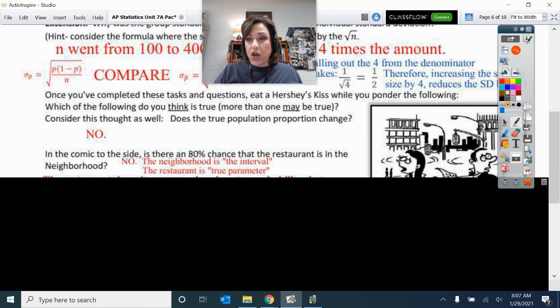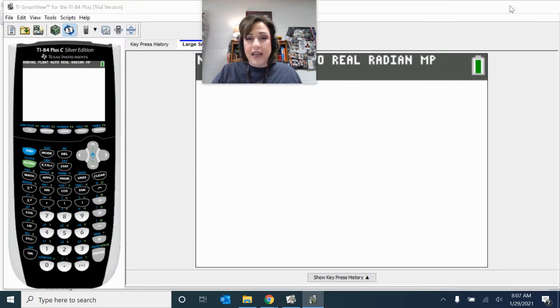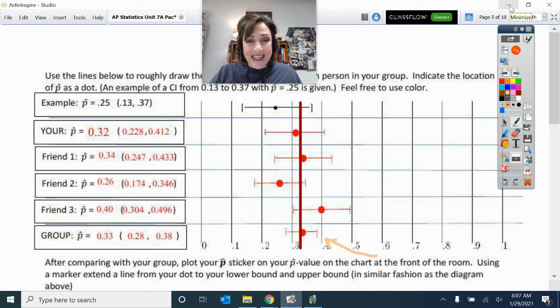Okay, so if you look at this picture, is there an 80% chance that this red line is in one of those neighborhoods? And that answer is no, because this red line doesn't move. We talked about that. It is set, it is firm, it is in place. It's the intervals that we are wondering about capture, contain that population amount.